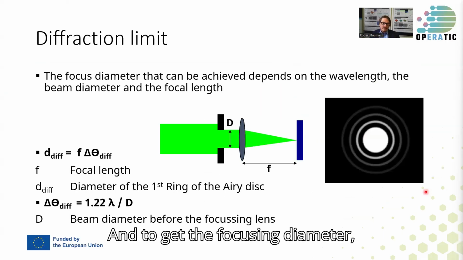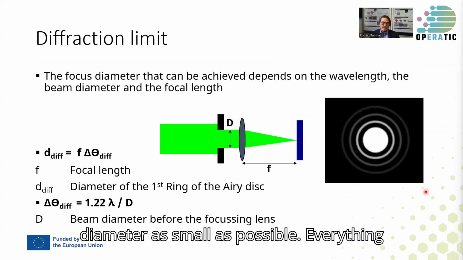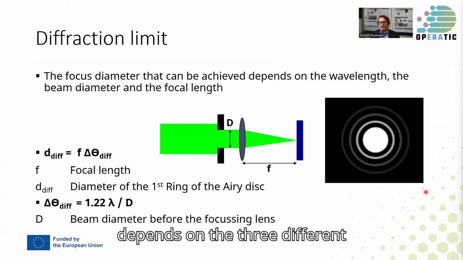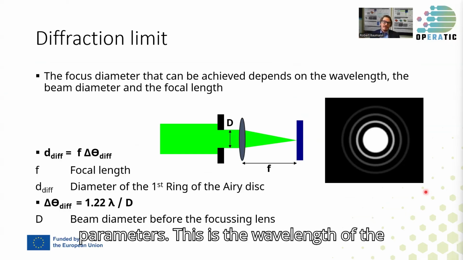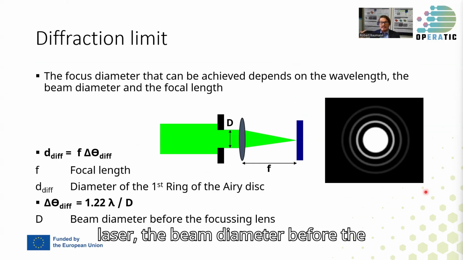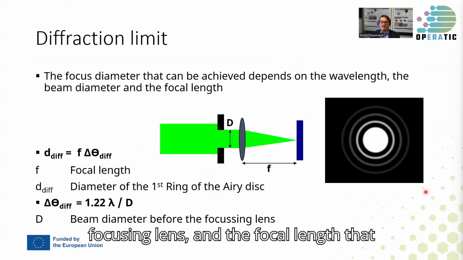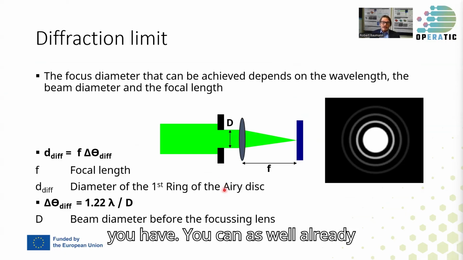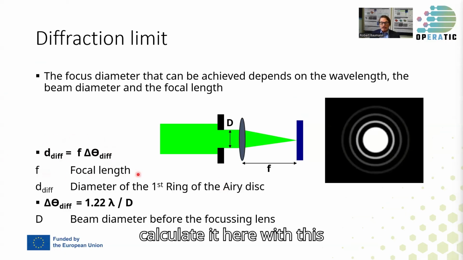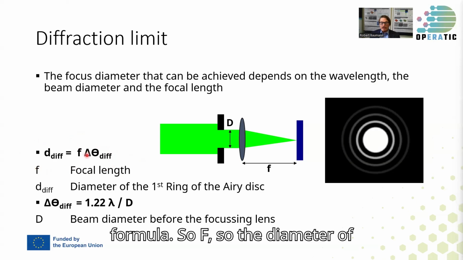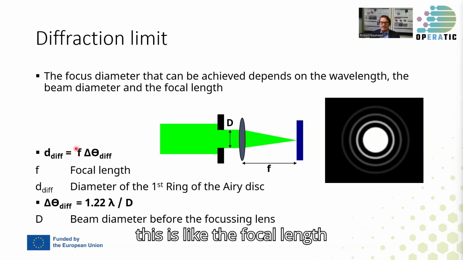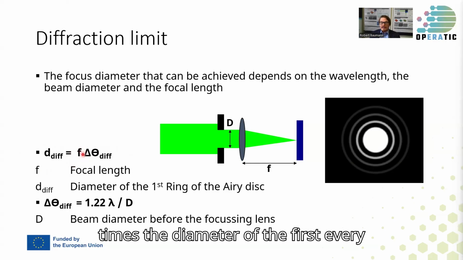And to get the focusing diameter as small as possible, everything depends on three different parameters. This is the wavelength of the laser, the beam diameter before the focusing lens, and the focal length that you have. You can already calculate it here with this formula. So the diameter is the focal length times the diameter of the first Airy disk.